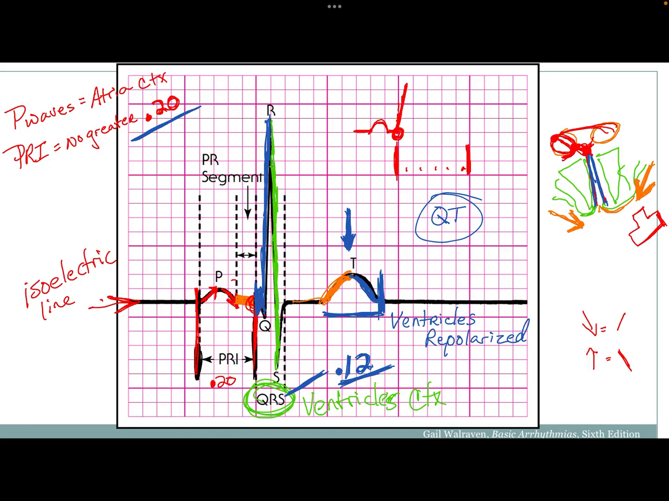So let me see if there's anything else I need to add here. No, I think we're good. I'm going to come back. We're gonna hit on this whole concept about the T wave in a minute.